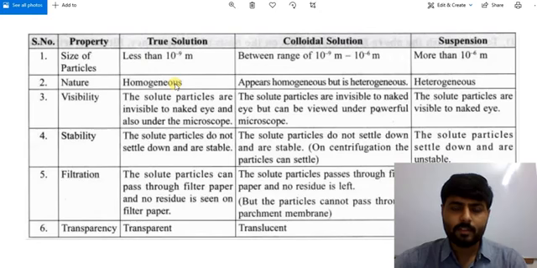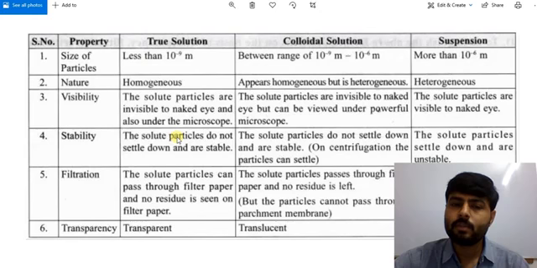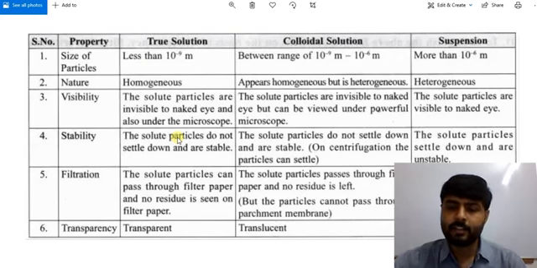Visibility. Can we see the particles of any mixture? The solution particles are invisible to the naked eye and also under a microscope. So the particles of solution we cannot see with naked eyes, and sometimes we cannot see them under a microscope also. Whereas in colloidal solution, the particle size is increased a little bit, but we still cannot see them with naked eyes.